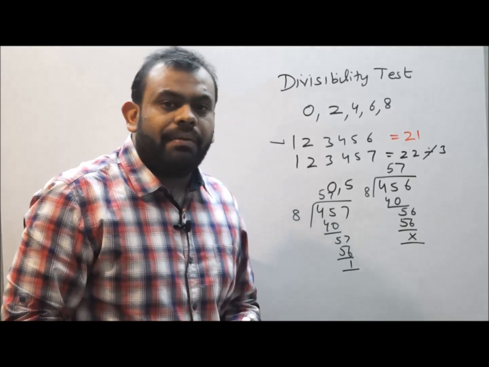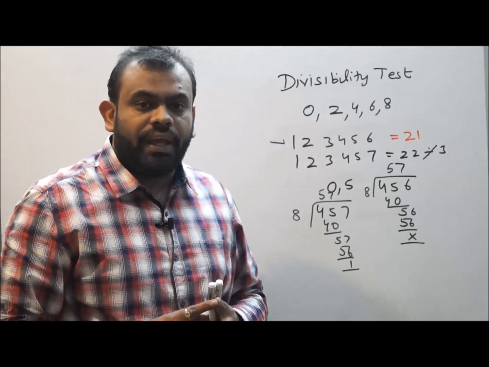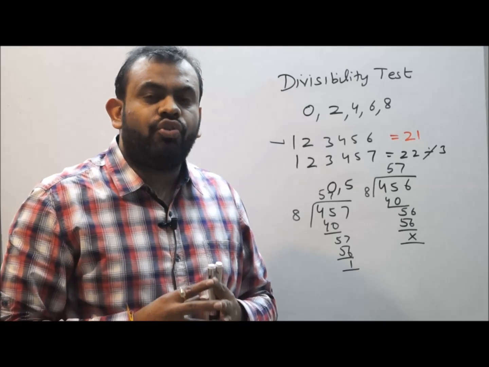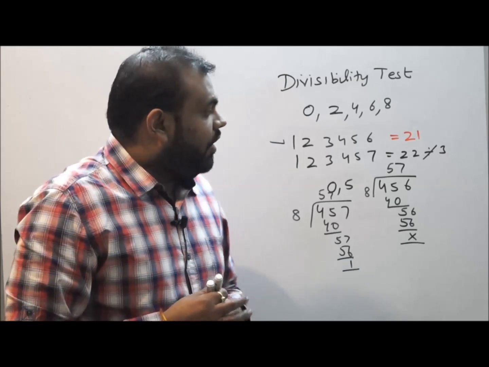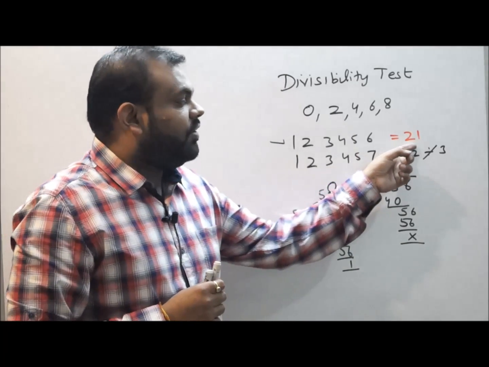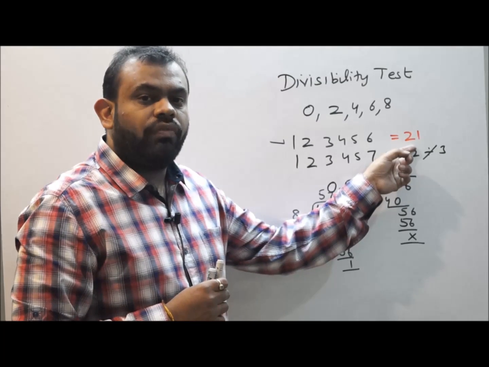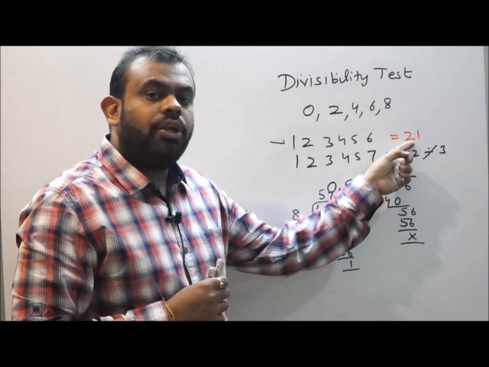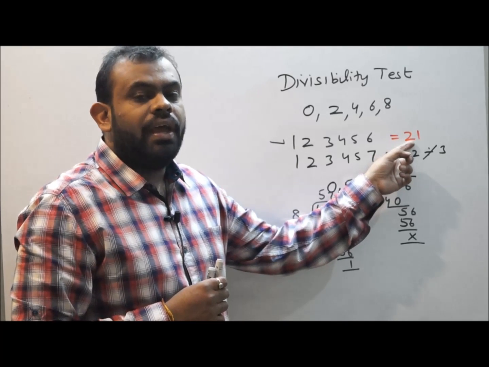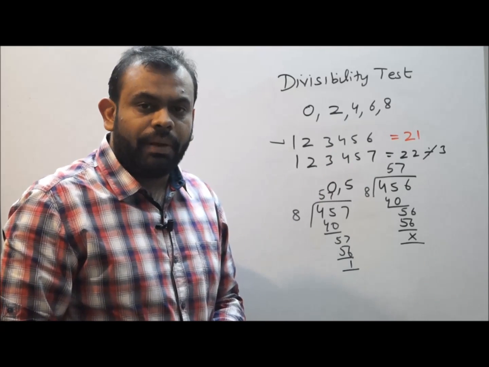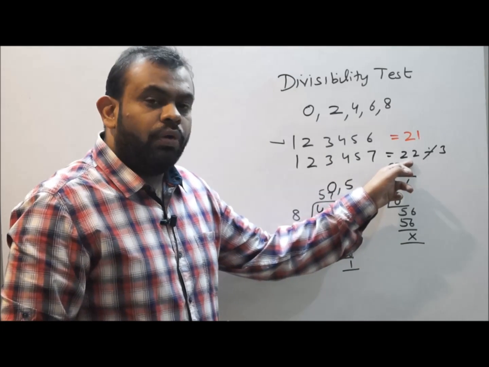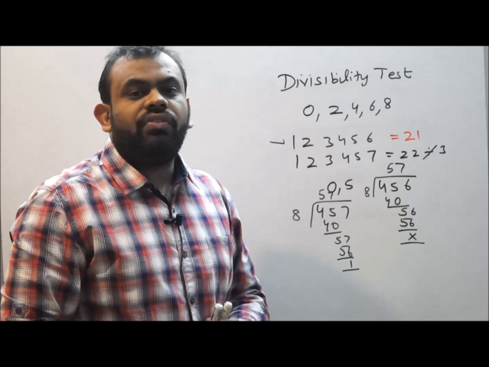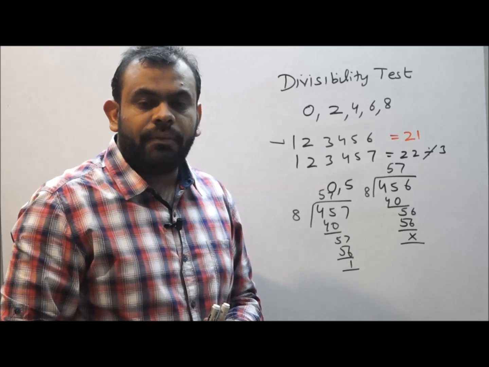Taking you to the next number, that is divisibility test of 9. For 9, it is very simple: the sum of digits should be divisible by 9. I have already written the sum of digits while explaining the divisibility test of 3. We can see that we get the sum of 21 in the first case, and 21 is not divisible by 9. Hence, my first example is not divisible by 9. In my second example also, I am getting the sum as 22, and 22 is not divisible by 9. Hence, it is also not divisible by 9.